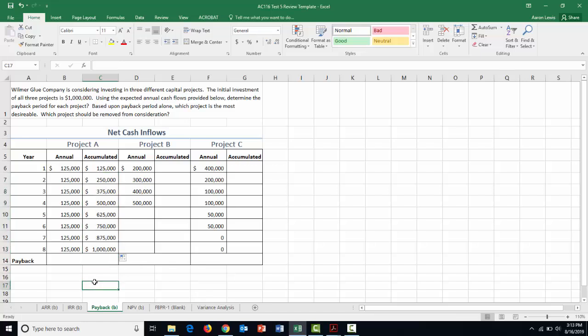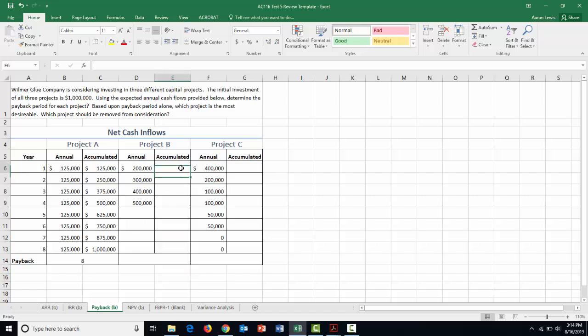And we see that after year 3, project A will have given us $375,000 in cash inflows. After year 4, $500,000. Year 5, $625,000. Year 6, $750,000. Year 7, $875,000. And year 8, $1 million. Well, conveniently, $1 million, as it says up on top, is the initial investment for all 3 projects. So how long does it take Wilmer Glue Company to get its initial investment back on project A? It takes a total of 8 years, so we can just fill in 8.